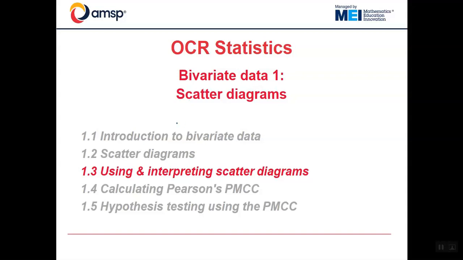OCR Statistics Bivariate Data 1 Scatter Diagrams. This is video 1.3, which is on using and interpreting scatter diagrams. Once you've decided on which axes the variables are going on and then plotted the points, you'll be able to recognize key features of the data.